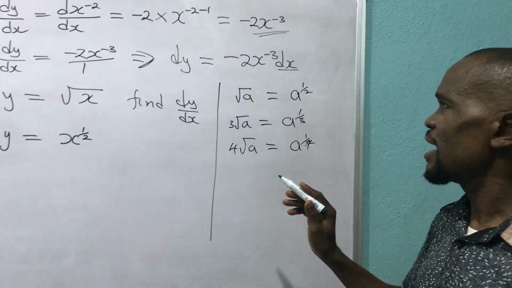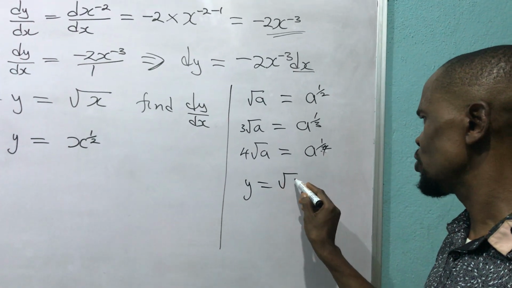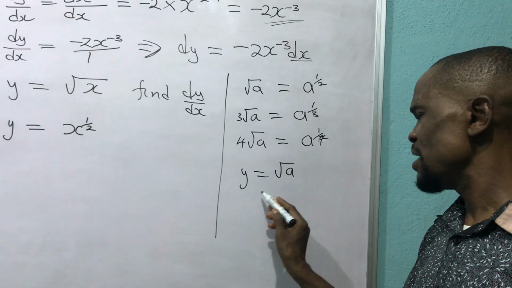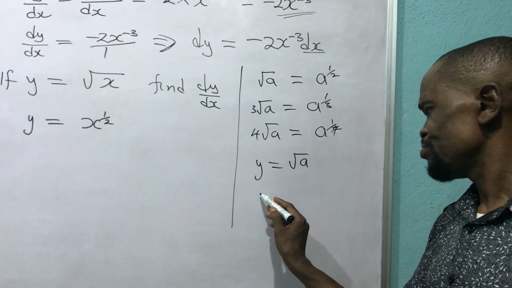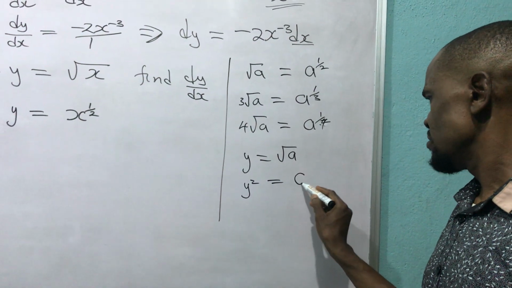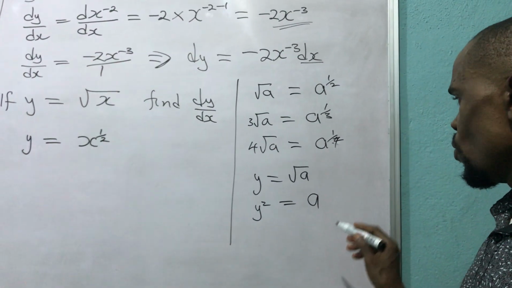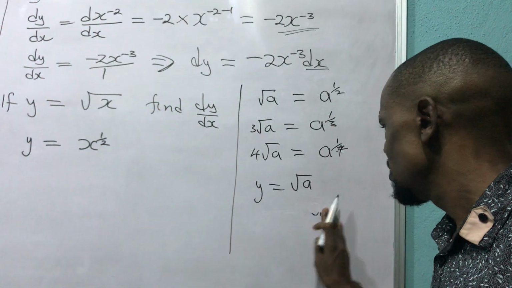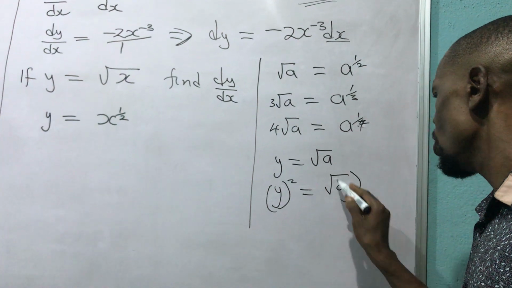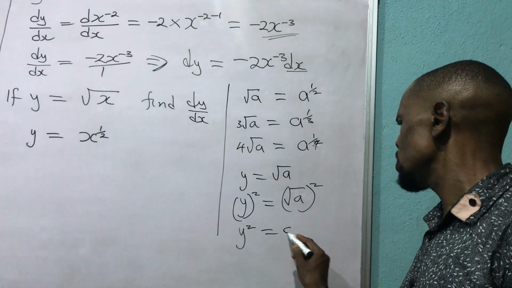By squaring both sides. If I say that y is equal to root of a, and I square both sides, I will have y squared is equal to a. What does squaring both sides mean? For clarification, I'll have y all squared and root a all squared. And when you square the root, what it leaves you is what is inside the root.